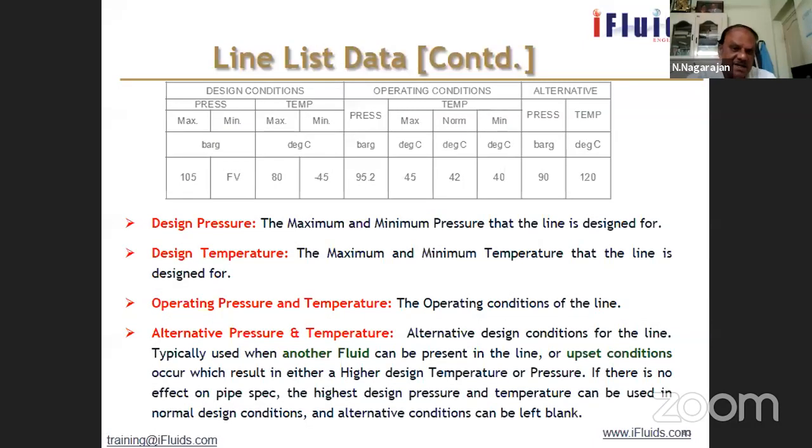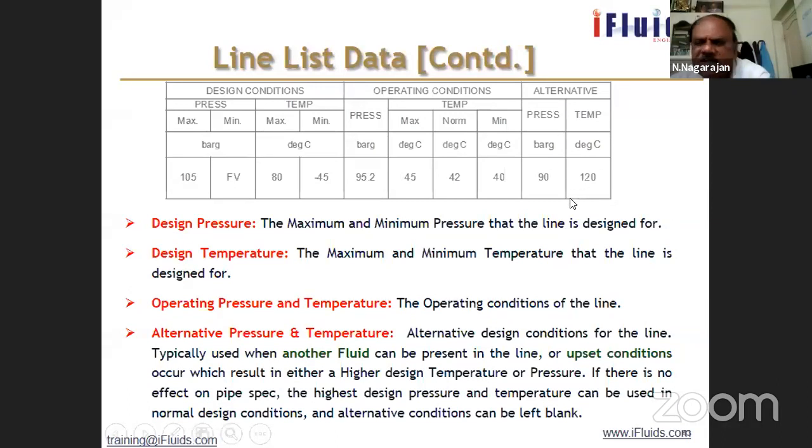So similarly, design conditions, design pressure, maximum design pressure, that is 105 bar gauge. Minimum is full vacuum. Maybe it will have steam service or some condensing service, so it may be full vacuum. So it is to be designed for, on the positive side 105 bar gauge, on the negative side full vacuum. Similarly, temperature, maximum design temperature 80, minus 45 is when there is some depressurization done. Operating, you can put the actual operating pressure and temperature. Operating temperature may be over a wide range, 45, 42, 40.